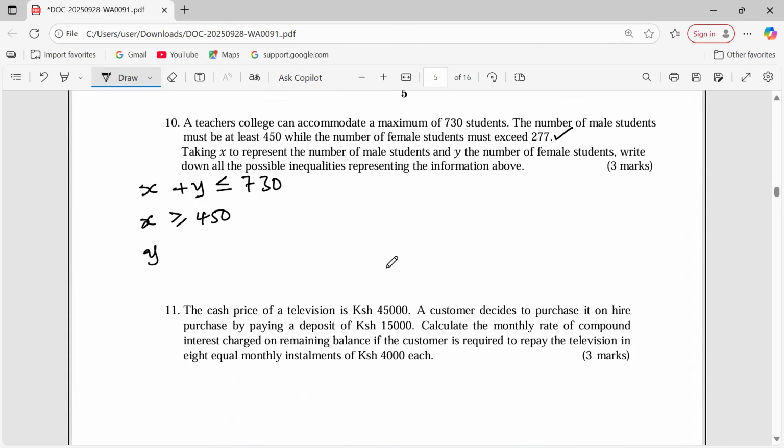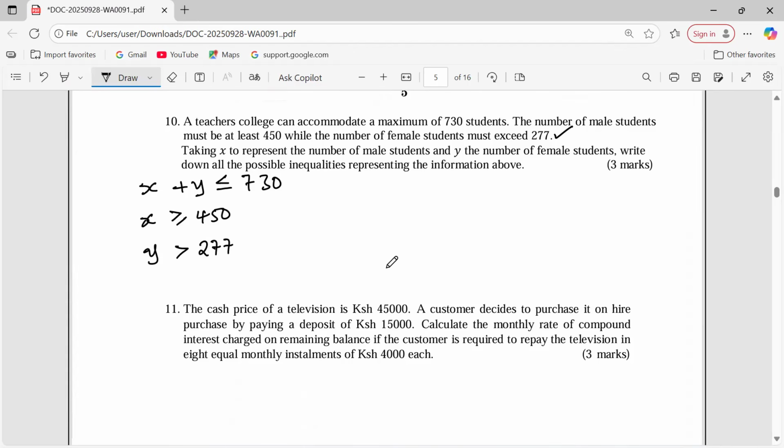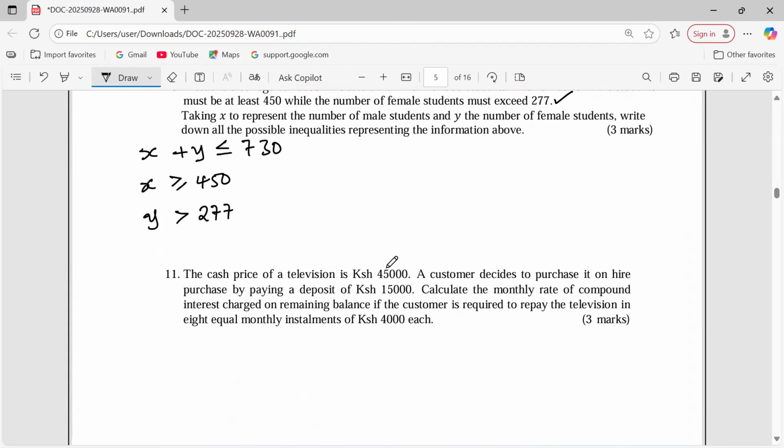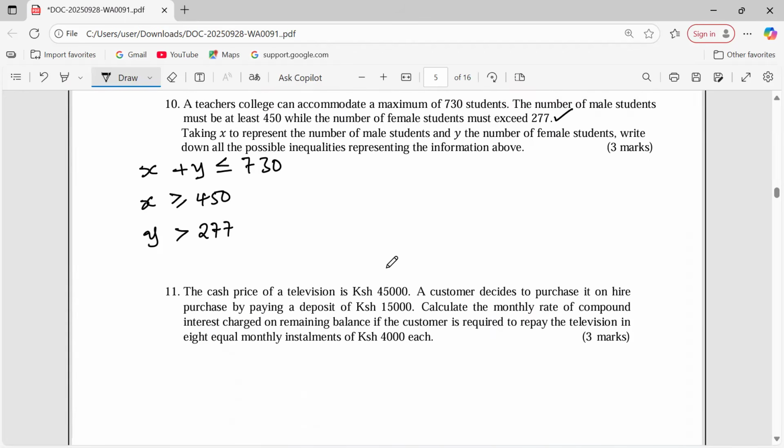Then finally, the number of females must exceed 277. So y greater than 277. Not or equal to, it must exceed. So the number of females is strictly above 277, not or equal to. Those are the three inequalities from the information provided above.